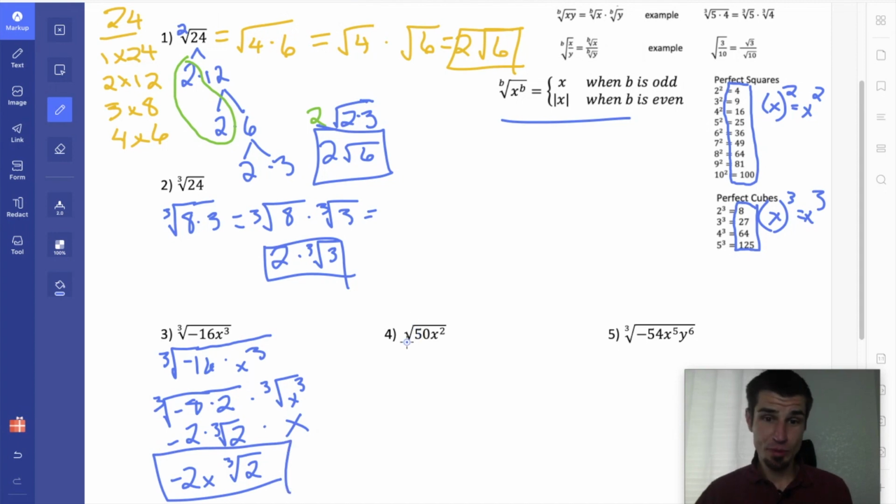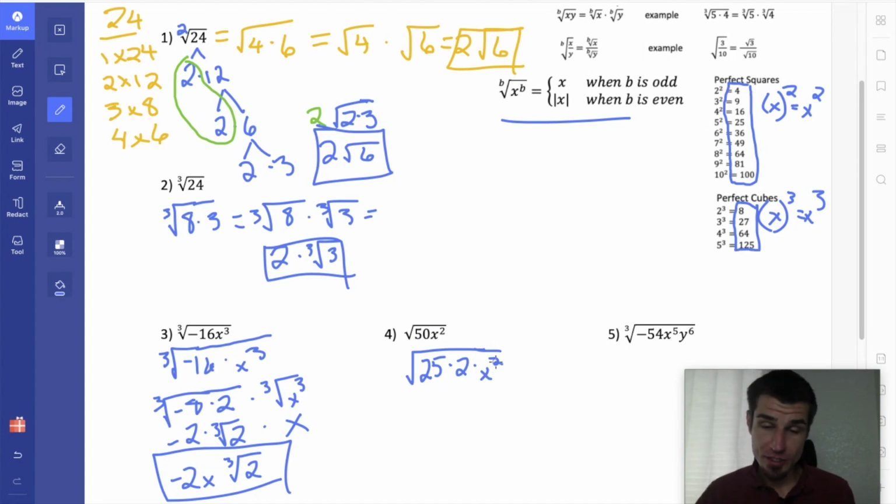Now, for this example, the square root of 50x squared, we want to do the same idea. What are perfect square factors of 50? Well, we know that 25 is a perfect square, and 25 is a factor of 50. The square root of 50 times x squared could be just the square root of 25 times 2 times x squared, right? 25 times 2, same thing as 50, right? So we just rewrote this. We haven't changed anything yet.